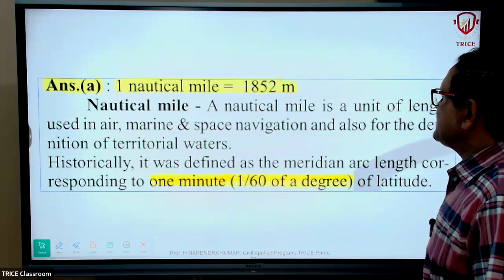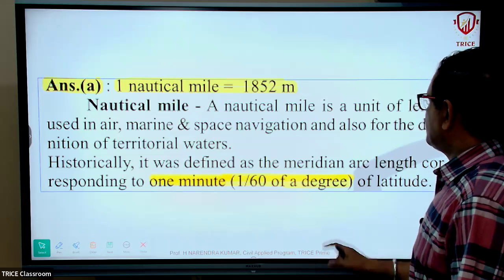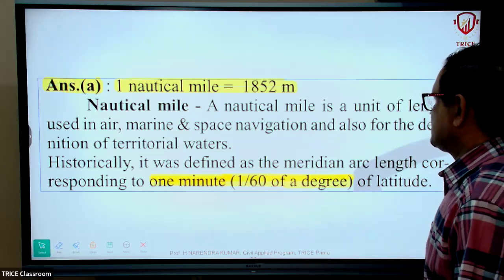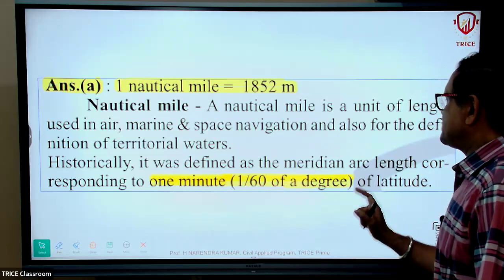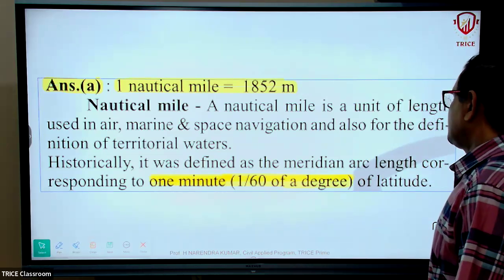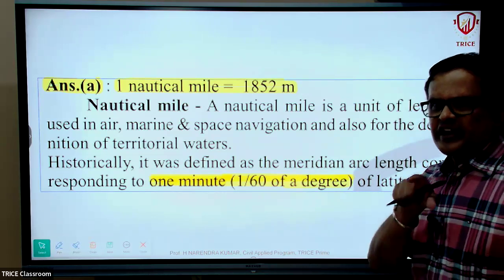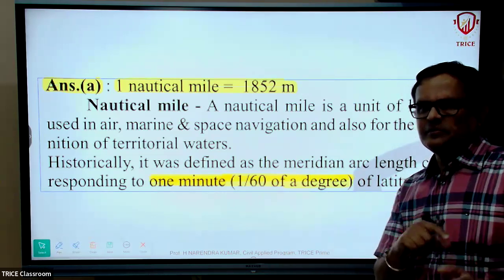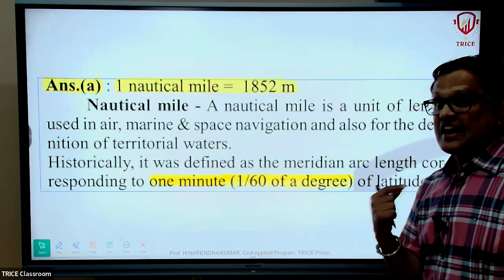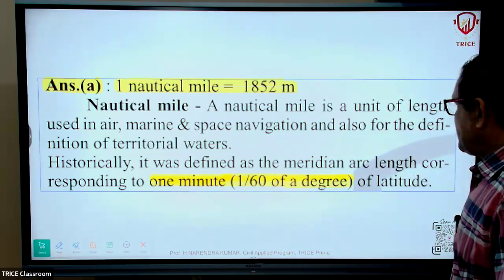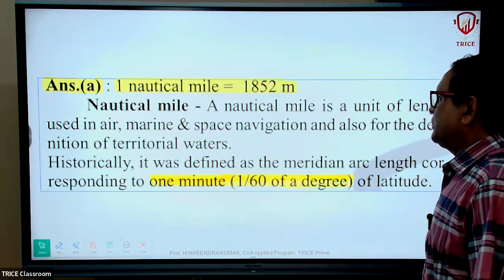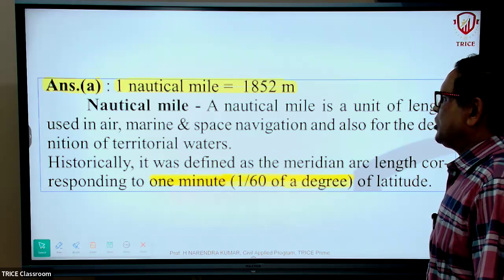A nautical mile is a unit of length used in air, marine, space and navigation, also for the definition of territorial waters. Historically, it was defined as the meridian arc length corresponding to 1 minute, 1/60th of a degree of latitude. Here, meridian and latitude are one and the same. Okay, you got it? The meridian, longitude is different, it is latitude. So, 1 minute of latitude is equal to that value, 1.852 kilometer.